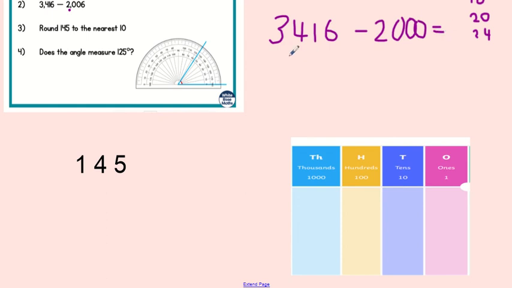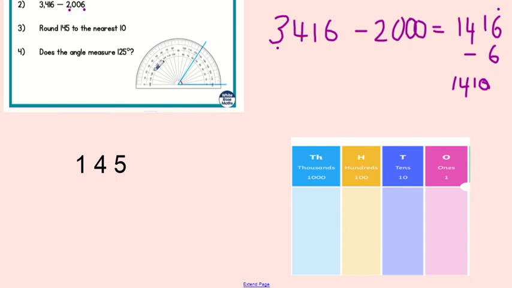I'm just looking at that thousands column. 3,000 subtract 2,000. What would I have left? Well done, everybody. 1,416. Okay, and that leaves me with 6 to subtract. Well, actually, if I look at this number, I've got 6 in the ones here. So I can subtract 6 really easily. 1,410. There we are. There we go, 1,410.